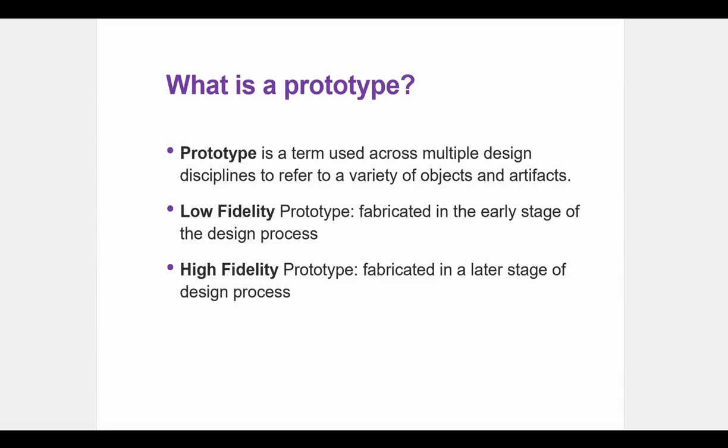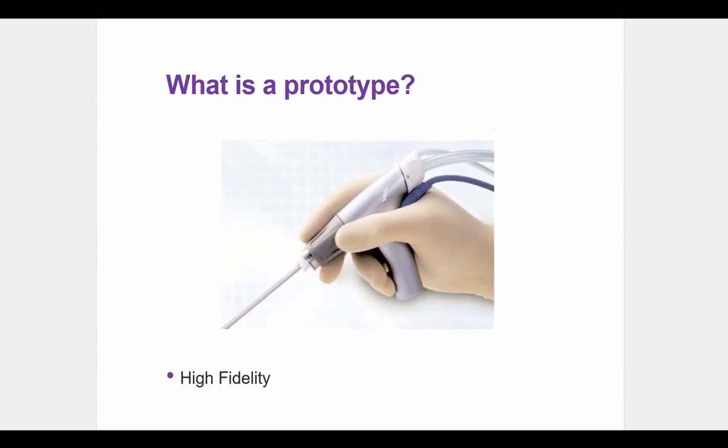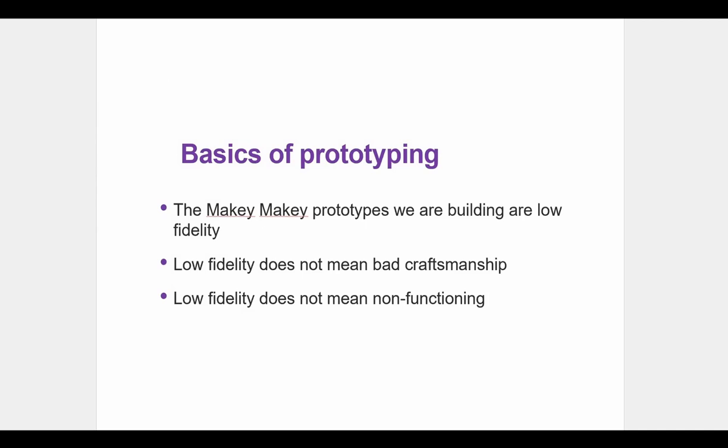In this project, we're going to be comparing this idea of low fidelity prototypes and high fidelity prototypes, but similar to Project 1, we're going to be focusing on low fidelity. So low fidelity prototypes are using the materials around you in order to develop a UX and an interaction. A high fidelity prototype has gone through a full manufacturing process and has been highly tested before it's ready to be commercialized. So this is a prototype, and this is a prototype. The Makey prototypes we're building are low fidelity. Low fidelity does not mean poor craftsmanship, and low fidelity does not mean non-functioning.